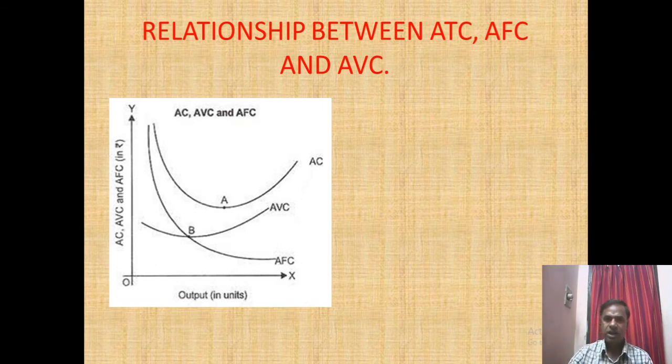Right? And the next one. Let us see the relationship between AC and AFC: the average cost curve and the average fixed cost. It's downward sloping. You know very well why it is downward sloping, because TFC is constant and it will never be zero. At the initial level of output, the gap between AC and AFC is smaller.